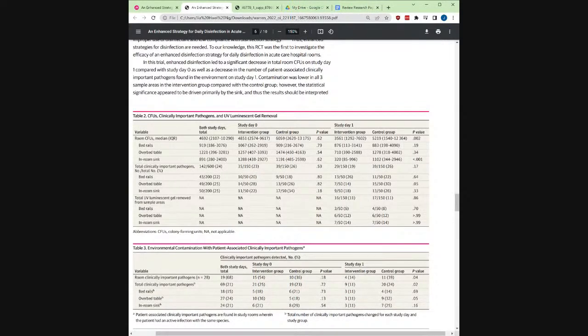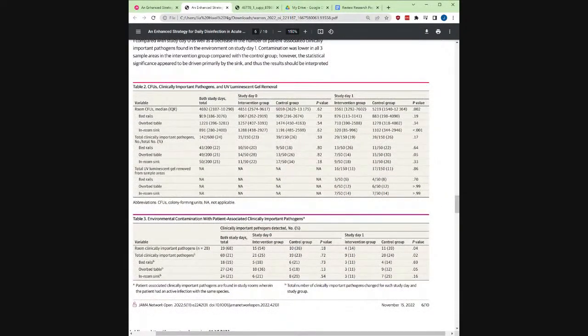Then it's study day 1. This is after 24 hours. Here you can see the intervention group, the one where they cleaned the surface more, had lower colony forming units. And you can see the p-value was less than 0.05, and the 95% confidence interval. So the p-value is less than 0.02.